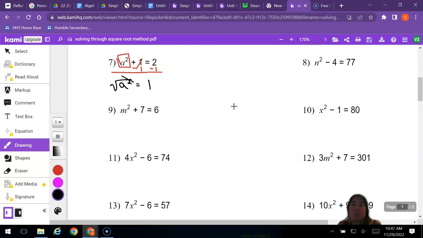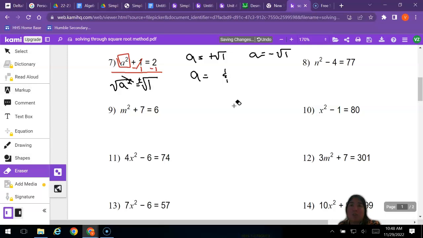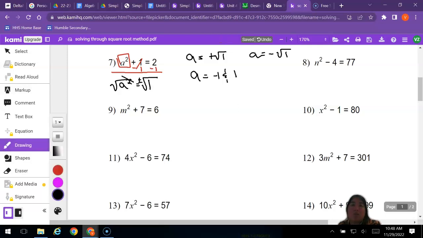Square root, take the positive negative version of the square root of 1, and I'm going to get a equals positive square root of 1, a equals negative square root of 1. Now we like this because the square root of 1 is just 1. So a equals positive 1 and negative 1. Or you can write them in order, smallest to largest, negative 1 and positive 1. And that is your answer for number 7.